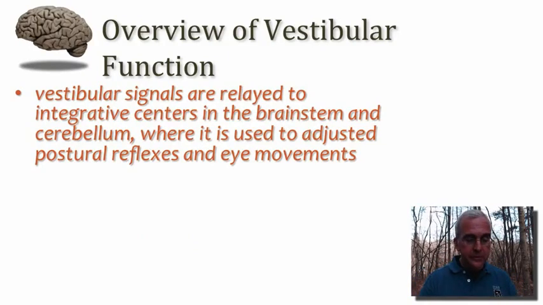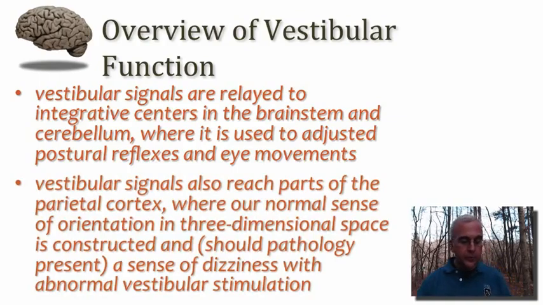The vestibular signals are relayed to integrative centers in the brainstem as well as in the cerebellum. And these signals are used to adjust postural reflexes and eye movements. These signals also reach parts of the parietal cortex where our normal sense of orientation in three-dimensional space is constructed. This is an important contributor to our body schema. That is, our understanding of the position of our body and its movements in the environment.